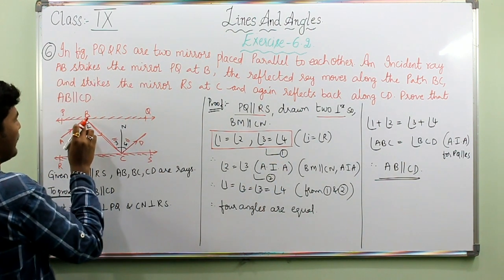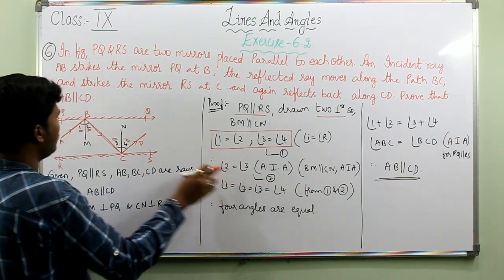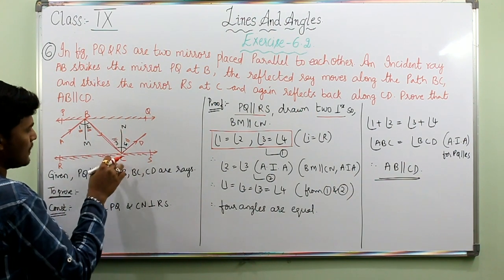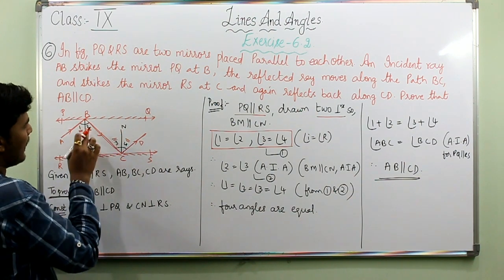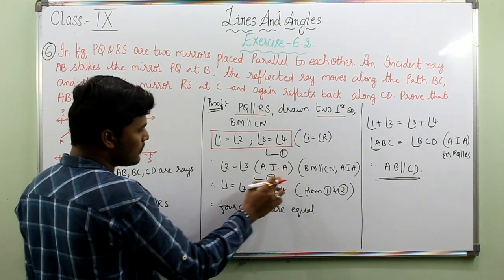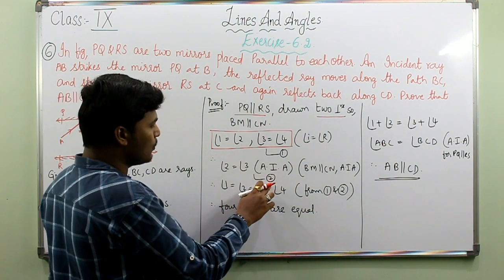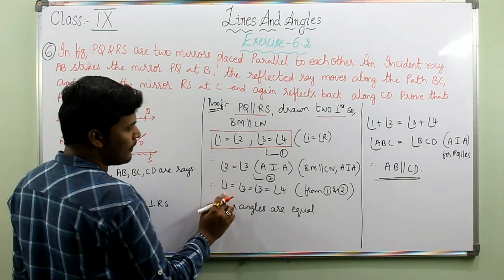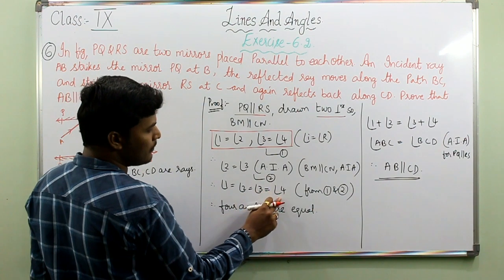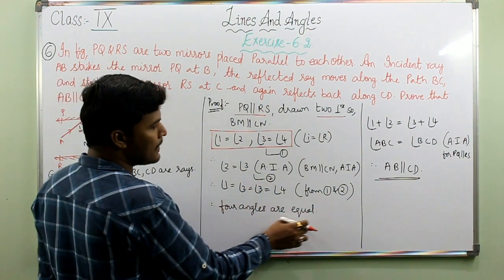Now angle 2 is equal to angle 3, because BM is parallel to CN, and with this as the transversal, angle 2 and angle 3 are alternate interior angles. So angle 2 will be equal to angle 3. Let us name this equation number 2. From 1 and 2, if we equate, 1 equals 2, 2 equals 3, and 3 equals 4. Just by equating the first and second equations, we got all 4 angles equal.